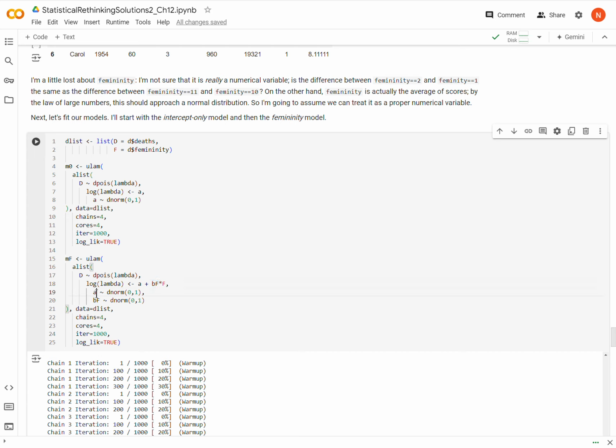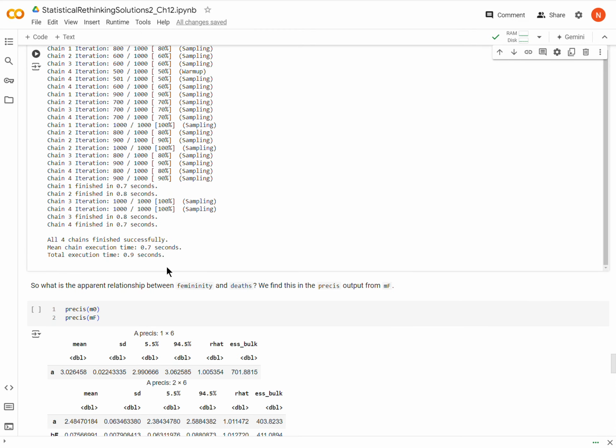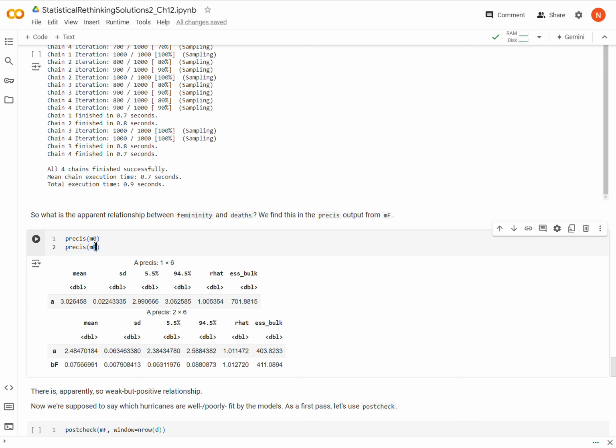Okay, and I put some priors on here. I didn't put much thought into these priors. I mean, I gave a little bit of thought. But I don't know that it's really critical to answer the questions presented here. So here's the model. I've already run this, so we don't have to sit here and watch it. And so let's look at what the relationship is with femininity and death. For that, we go to the precis output for m_f.